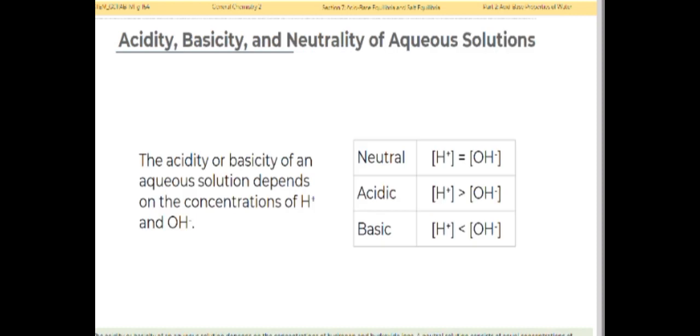The acidity or basicity of an aqueous solution depends on the concentrations of hydrogen and hydroxide ions. A neutral solution consists of equal concentrations of hydrogen and hydroxide ions. A solution is acidic when hydrogen ion concentration is greater than hydroxide ion concentration. When the solution contains more hydroxide ions than hydrogen ions, then the solution is basic.